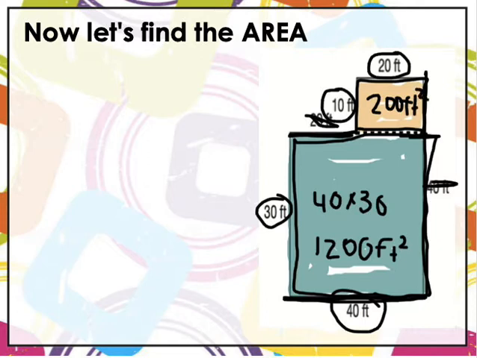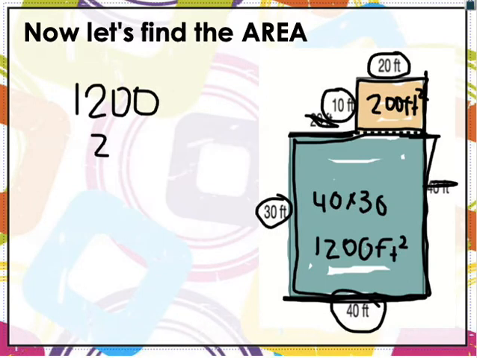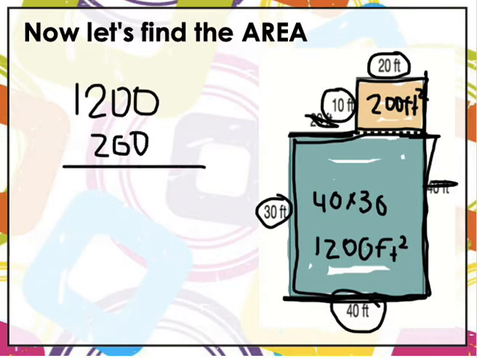Now to find the area of the entire shape, I'm simply going to add the areas. So in my first rectangle, I found 1,200, and in my second rectangle, I found 200. And so I'm going to add 1,200 plus 200, and I'm going to get 1,400, remembering my label, feet squared.